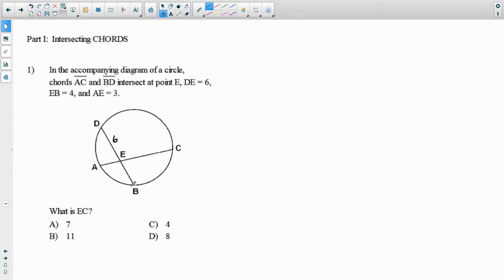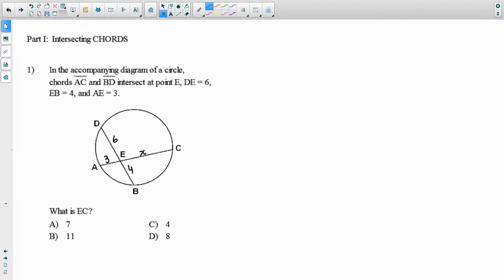Segment EB is equal to 4. And segment AE is equal to 3. And the question is, find segment EC. Well, since there's no x here, I can put an x here.